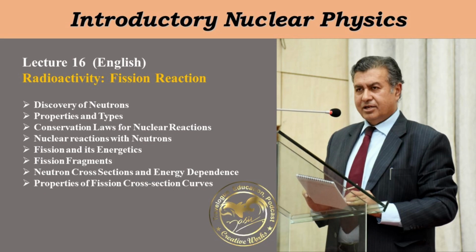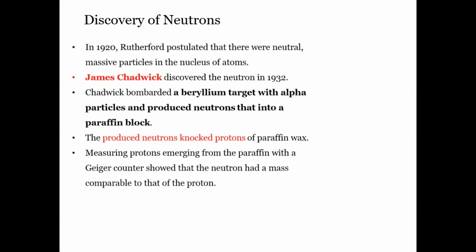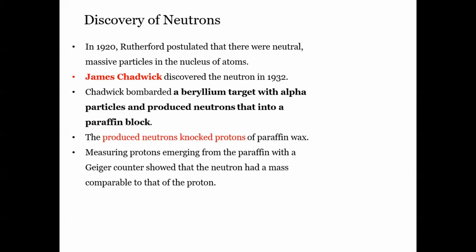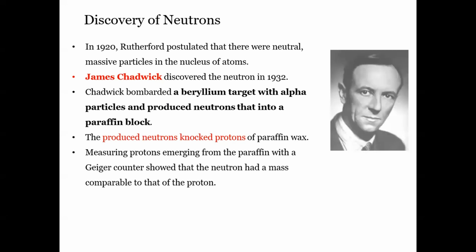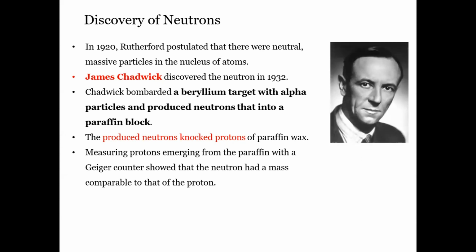So here we go. Neutrons were originally discovered by James Chadwick in 1932. In 1920, Rutherford had already postulated that there were neutral masses in the nucleus of the atom, and that the atom is not really just the protons or just the electrons, but a nucleus which contains protons and something else as a neutral massive particle.